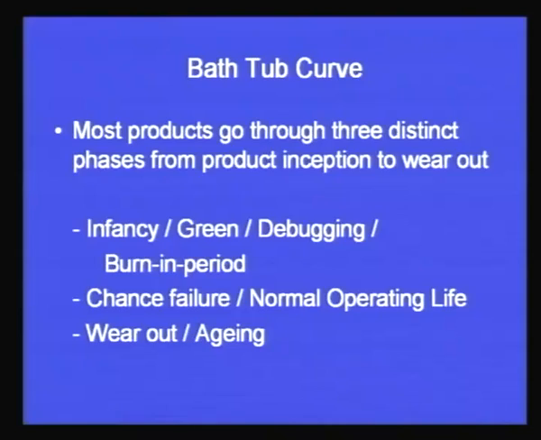Then chance failure or normal operating life. Once the product goes through this initial phase, then comes the second phase, which is called the chance failure or the normal operating life. The failure rate is not that much in this phase. So it is nearly constant.